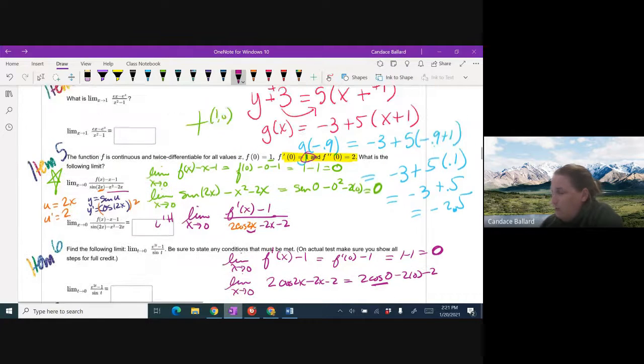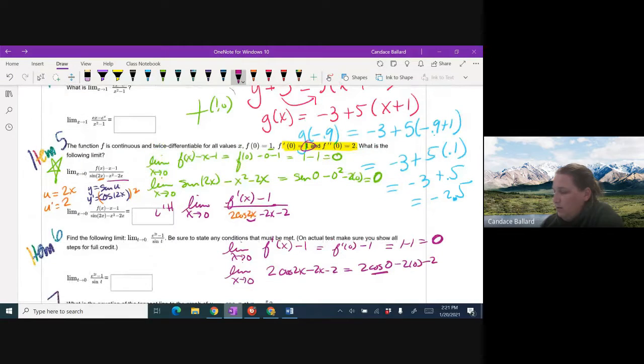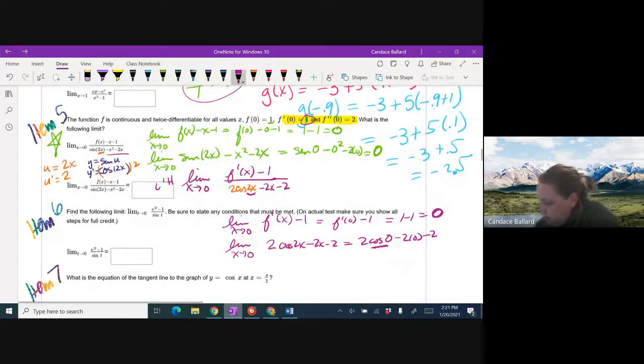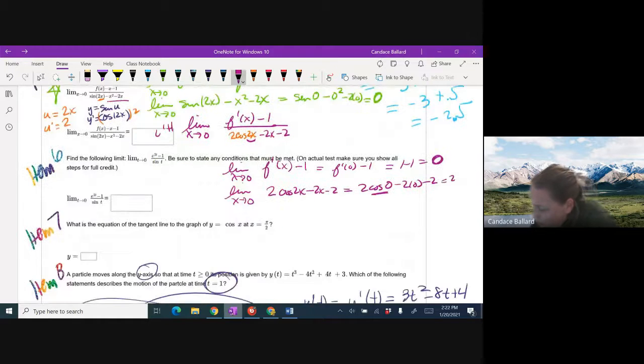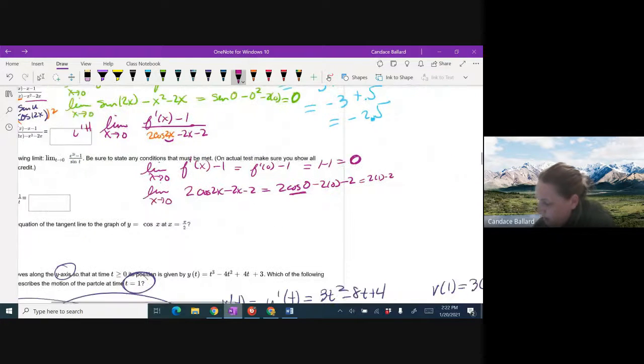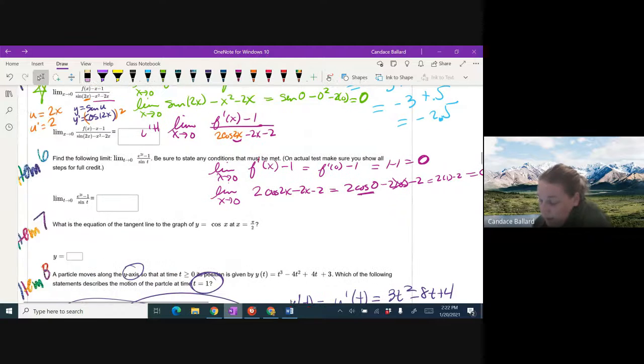Let's see, where's my unit circle picture? There's my unit circle picture right here. It's cosine of 0. Good, good, good. It's 1. Okay, so I have 2 times 1 minus 2 because the thing in the middle is 0. So that's 0. So guess what? What do we have to do again? Yep, we've got to do L'Hopital again. Aren't we so lucky? Isn't this exciting? All right, so let's do L'Hopital one more time.